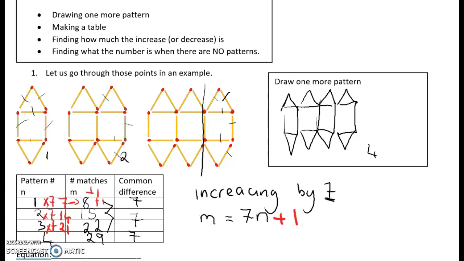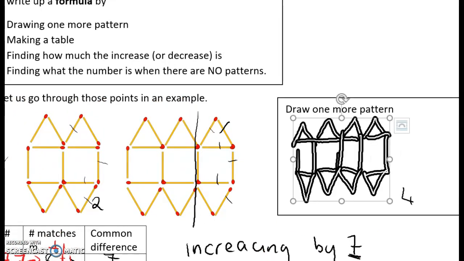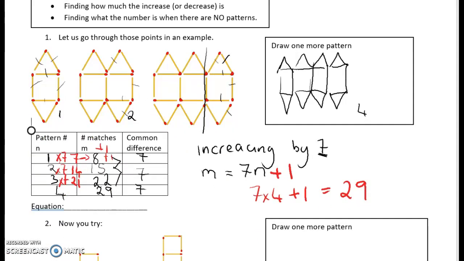Let's check with the one we drew. 7 times 4 gives me 28, plus 1 gives me a total of 29. So that means I can have an equation that says M equals 7 times the term number, plus 1. Number of matches is 7 times the term number plus 1.